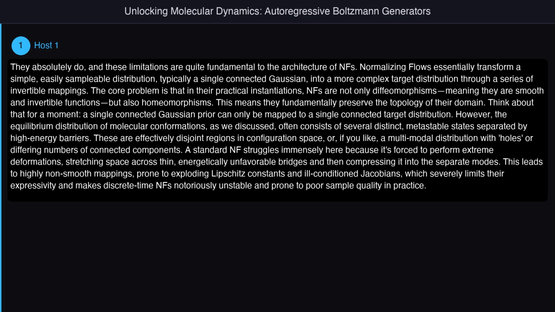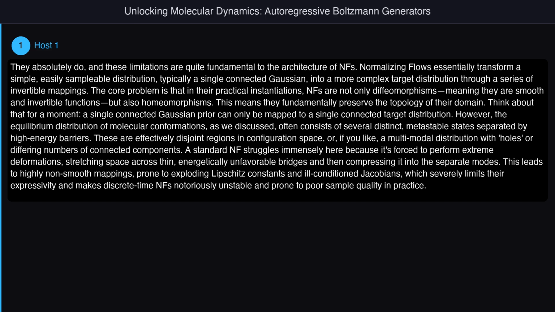They absolutely do, and these limitations are quite fundamental to the architecture of NFs. Normalizing flows essentially transform a simple, easily sampleable distribution, typically a single connected Gaussian, into a more complex target distribution through a series of invertible mappings. The core problem is that in their practical instantiations, NFs are not only diffeomorphisms, meaning they are smooth and invertible functions, but also homeomorphisms. This means they fundamentally preserve the topology of their domain.